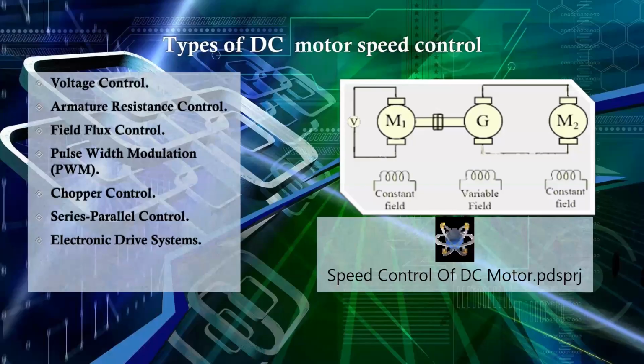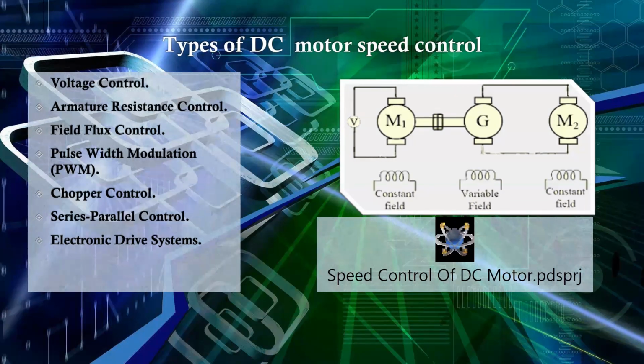Now my topic is the types of DC motor speed control. There are many types, that is the voltage control, armature resistance control, and field flux control, pulse width method, and chopper control, and series parallel control, and electric drive system. Then we have to design a DC motor control.